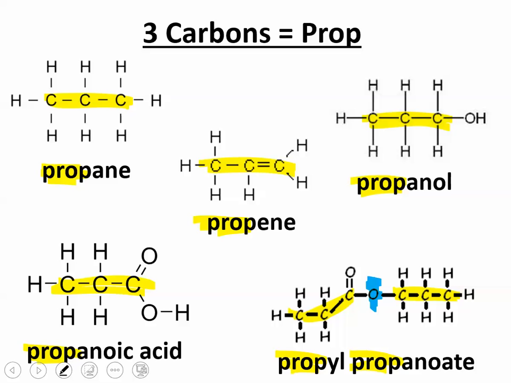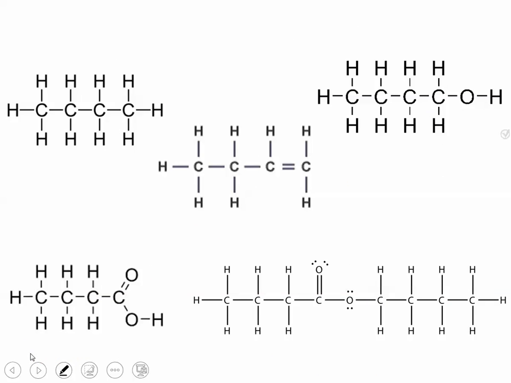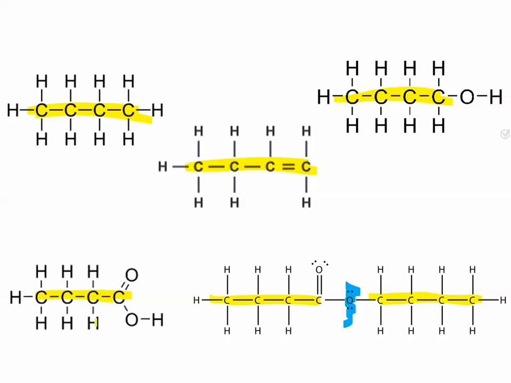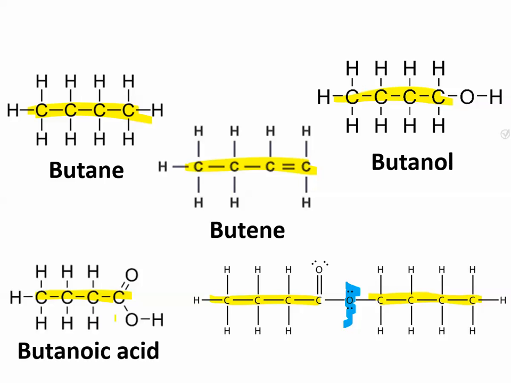Alright. So final one. Oh, it's not actually the final one. I went on a little bit too far then. So here, four carbons. Four carbons. Four, four, four, four and four. Remembering again that that oxygen breaks it. And this is now bute. So butane, butene, butanol, butanoic acid, and butyl butanoate.